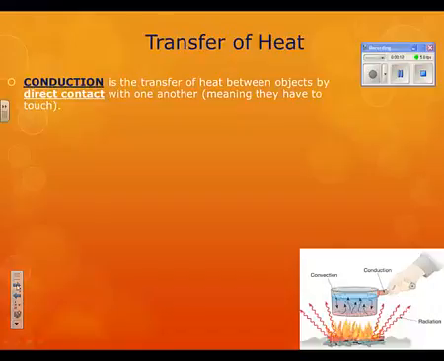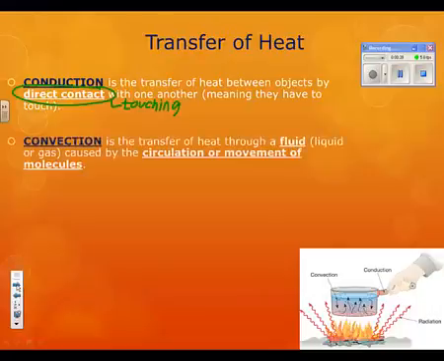Conduction is between objects by direct contact. That's a big deal. Conduction, direct contact. What that means is they must be touching each other. Awesome. Next part, convection. That's through a fluid.